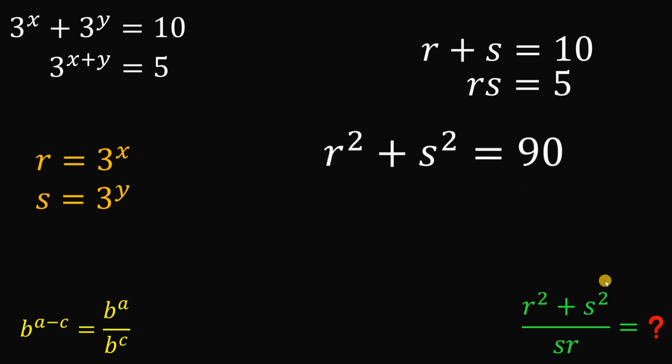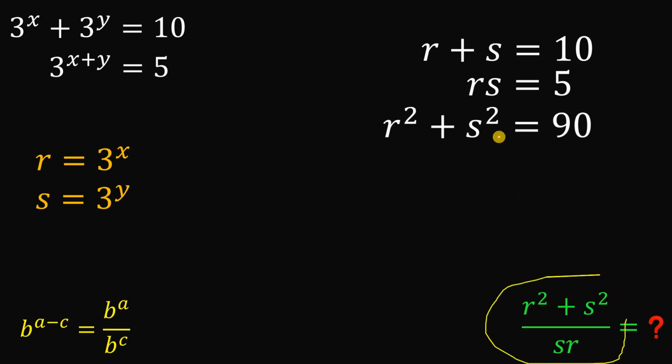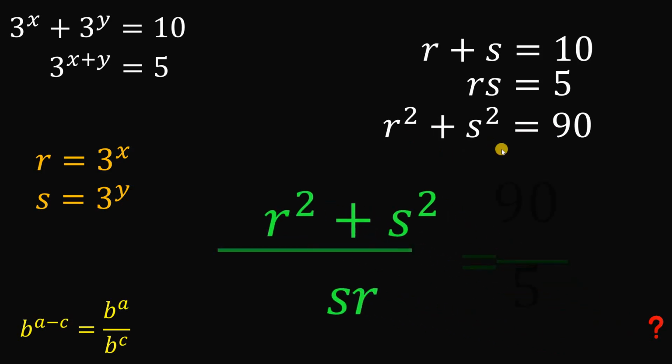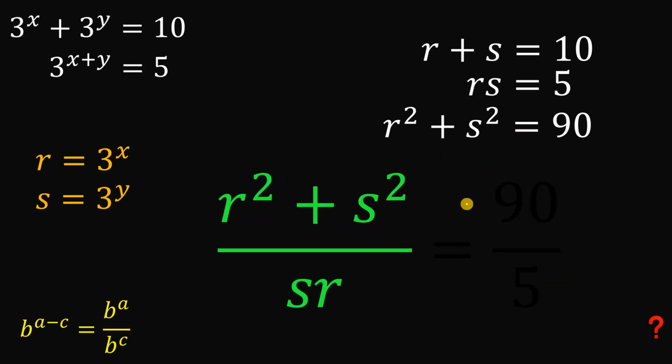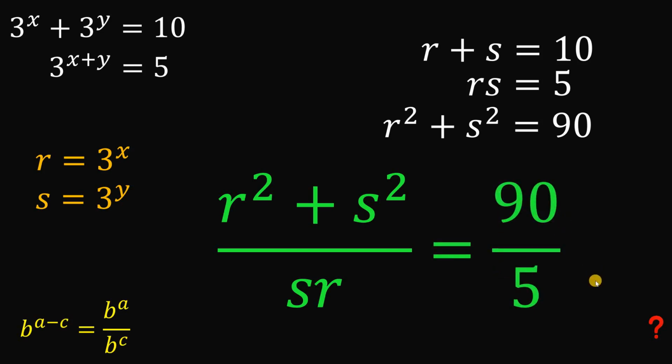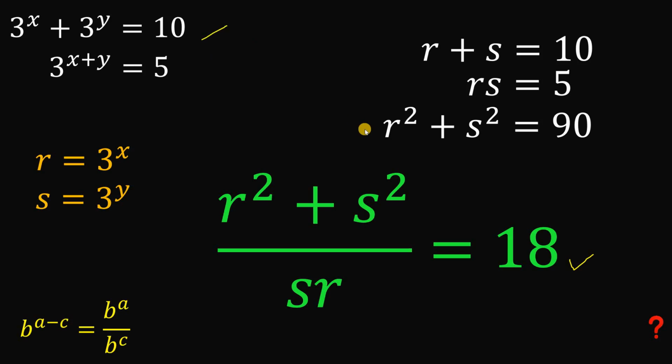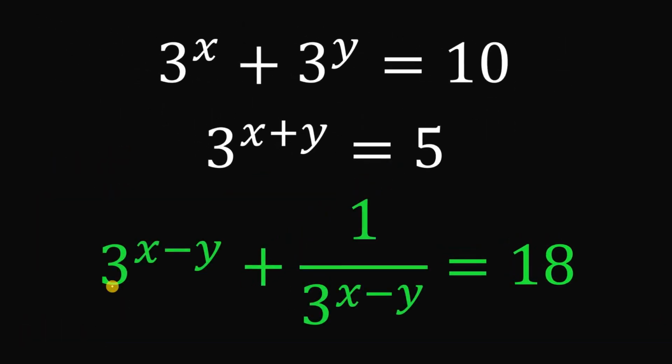Now from here, we can evaluate the expression that we want to find, because we now have the value for r squared plus s squared and r times s. So this is just 90 over 5. And 90 divided by 5 will give us an answer of 18. Therefore, our answer to this question, given these two equations, is that the numerical value of 3 raised to the power of x minus y plus 1 over 3 raised to the power of x minus y is simply equivalent to 18. And as always, we are done.